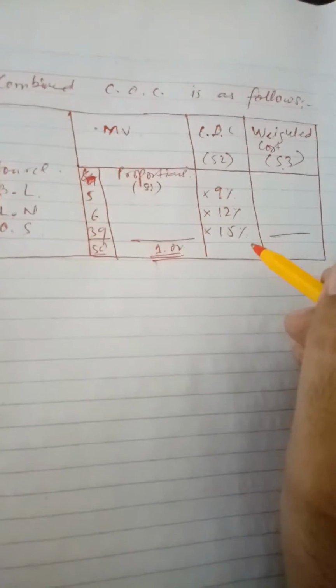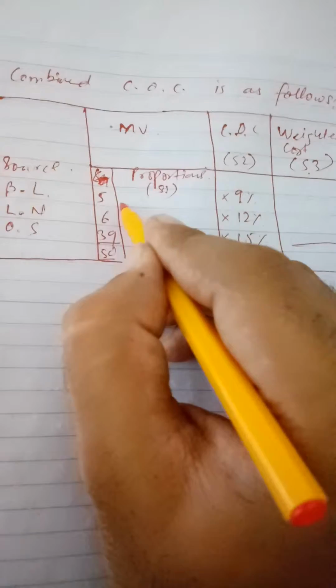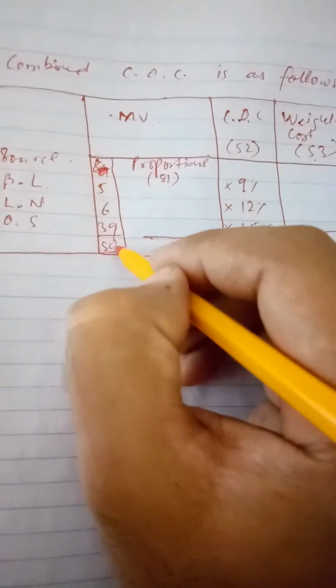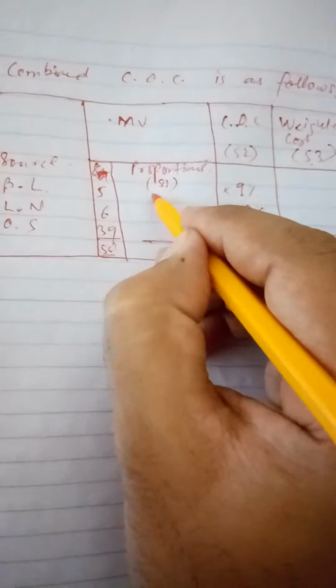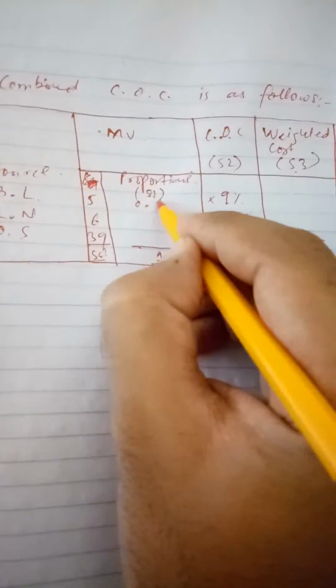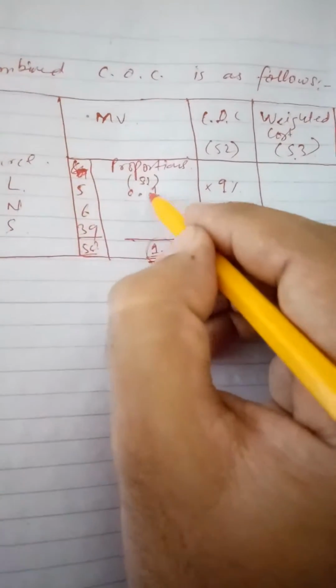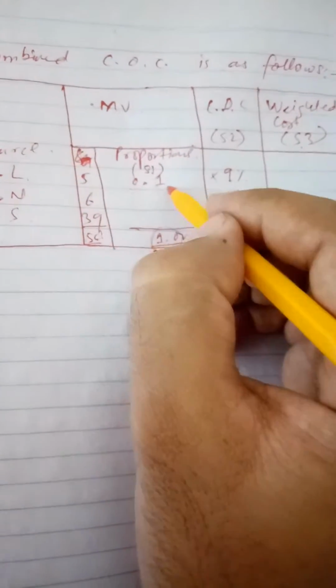With the help of our calculations, we need to just proportionate it. Proportionate 50: 5 over 50 is how much? It is 0.1 of the total one. This 5 is just 0.1 out of 50. 0.1 multiplied by 9% would be 0.90.